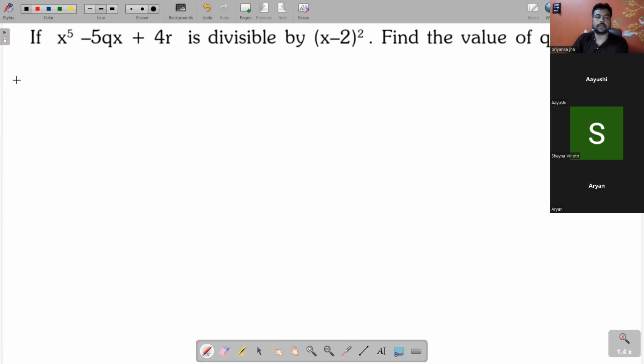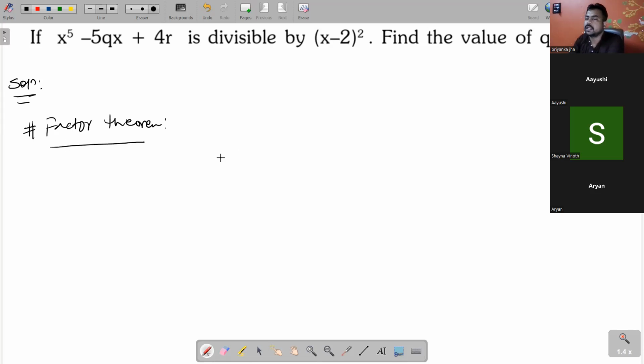So let me solve it. See, the question says that this is divisible by this. Okay, before that, by mistake I put this question here. Before that, I must tell you the factor theorem. So see, factor theorem is, after that I'll take this question.